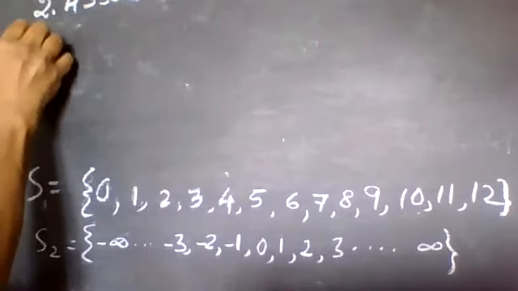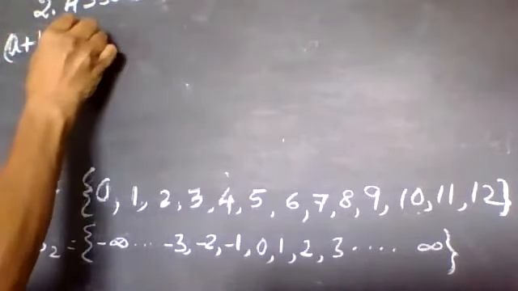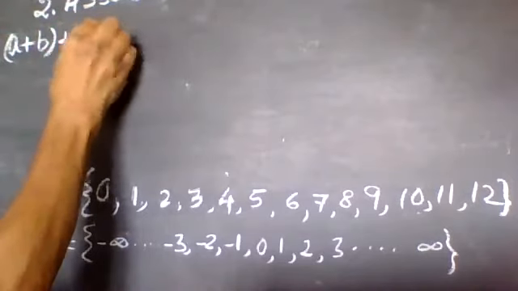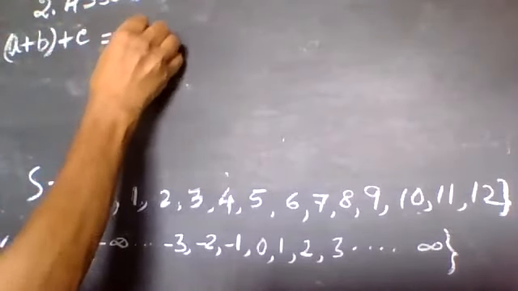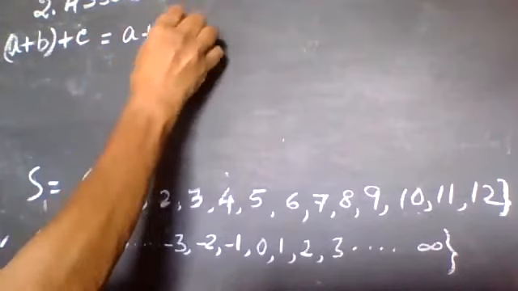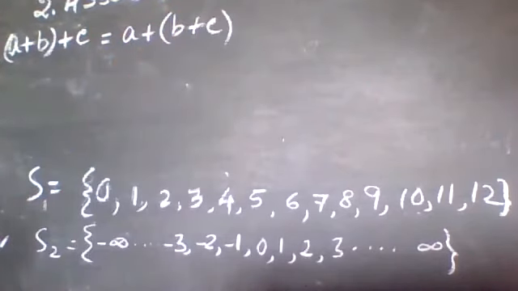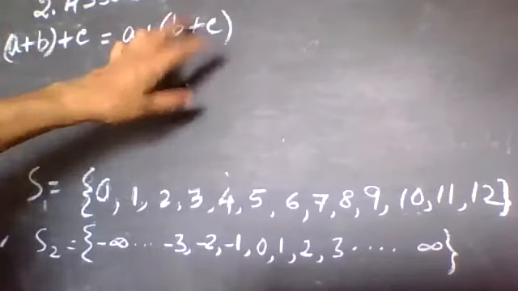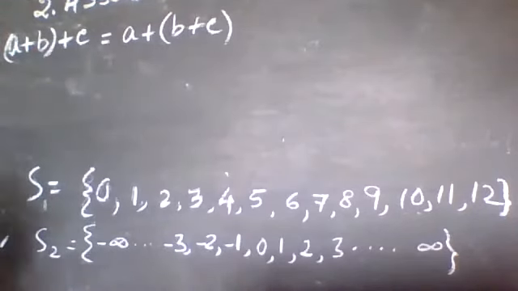A plus B plus C equals A plus B plus C. It seems quite obvious, but not always. In some cases, you will see that this doesn't take place because this is not addition. This is, I told you, some binary operation, whatever it may be.